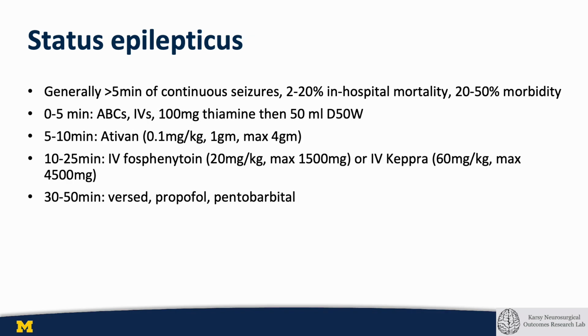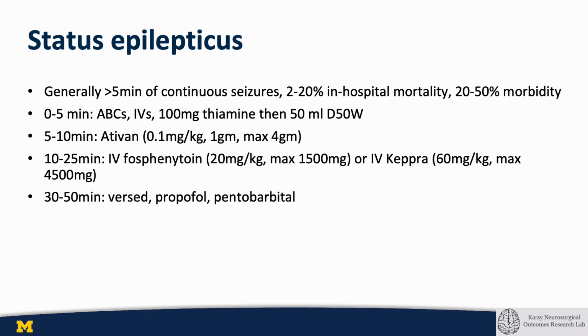Status epilepticus defines a patient having greater than 5 minutes of continuous seizures. It has a very high intrahospital mortality and high morbidity as well if patients can survive it. So it is very much an emergency. The first-line therapy, if you see someone having a seizure, is not to panic, but to, again, check ABCs, make sure the airway is protected, supplemental oxygen, pulse ox, making sure the patient has adequate IVs.